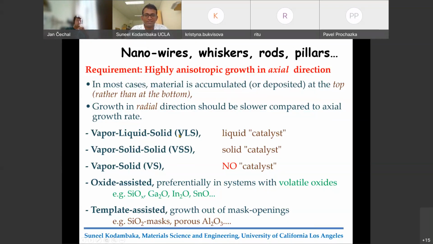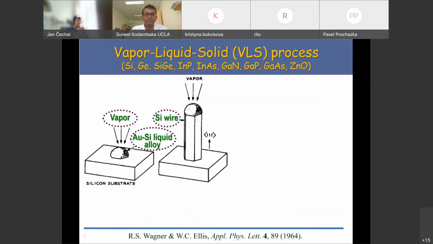And I'll go into the details of this in the next slide. Or you can have a vapor solid solid process where the catalyst is a solid, or you could have direct, simple vapor phase deposition without any catalyst. And you have other approaches of making nanowires or nanopillars where you use the advantage of a template, or a compositionally or chemically different surface. And so you could have oxide or no oxide, and that can promote the growth in 1D.